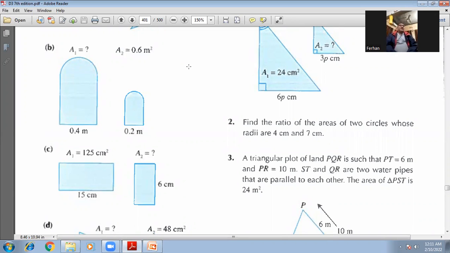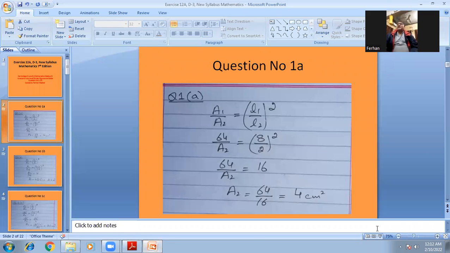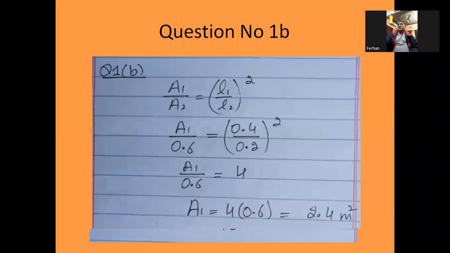They are similar to each other, and we have to find out the area 1 of figure 1, and its side is given, that's 0.4 meter. That's the base of that figure. Now area 2 is given, that's 0.6 meter square, and the side is 0.2 meter. Because both the figures are similar to each other, the ratio of their areas will be equal to the square of the ratio of their sides. So I will apply the formula. Let me show you. Here we go.